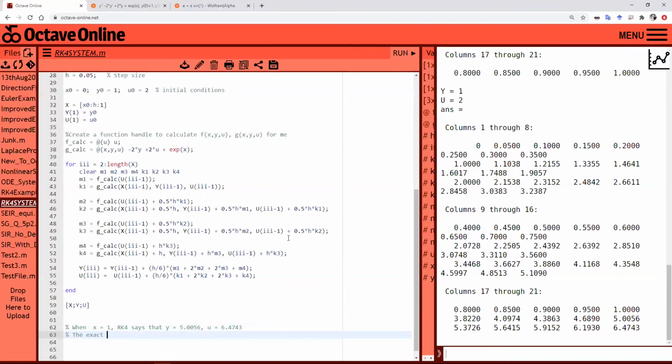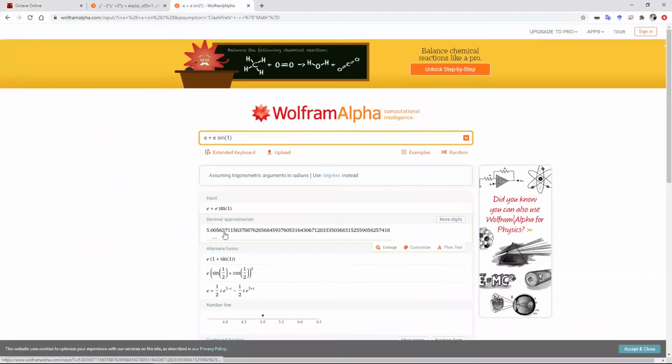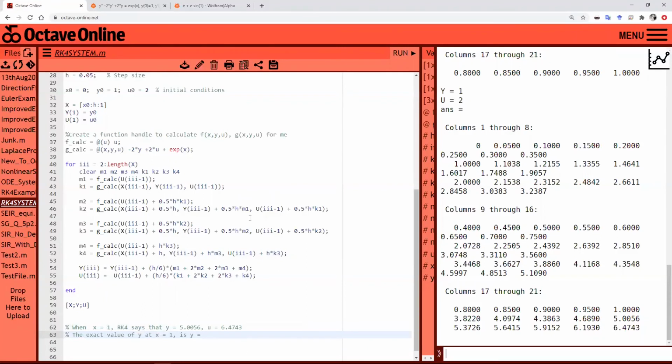The exact value of y at x equals 1 is, well, it's a lot of decimal points here, so let's just use 5.0056. Well, maybe we should use some more. In fact, the RK4 in this case is calculating our solution correctly to at least 4 decimal places here. So this is pretty good.